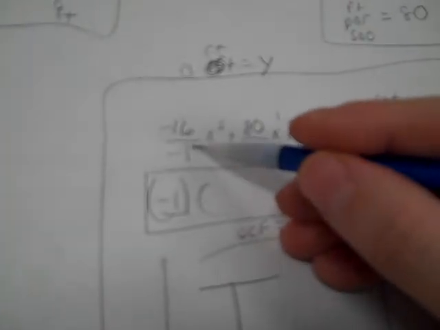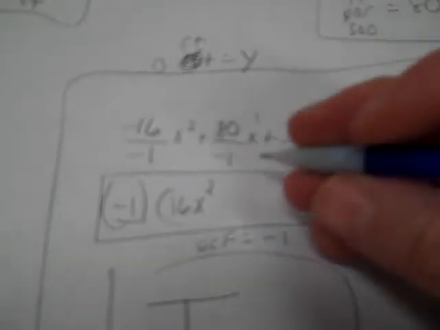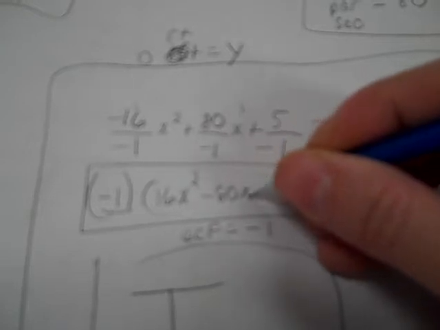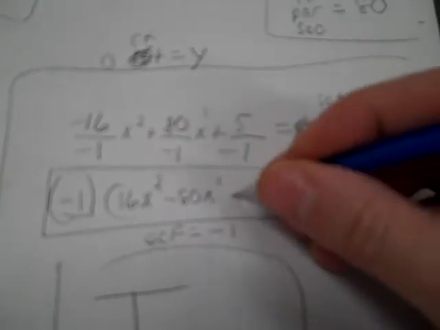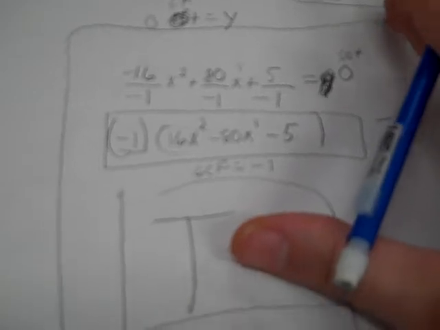So if I divide negative 16 by negative 1, it turns to 16 positive, and then I have x to the second. If you divide 80 by negative 1, it turns your 80 into a minus 80 x, and it'll turn that 5 into a minus 5. It doesn't really change the number, it just changes the sign. So I go A, B, C. A is 16, B is negative 80, C is negative 5.